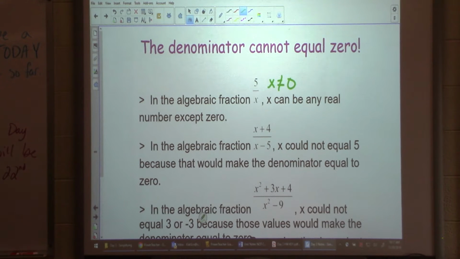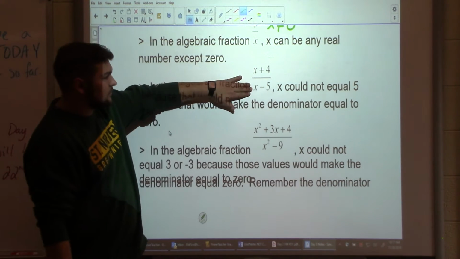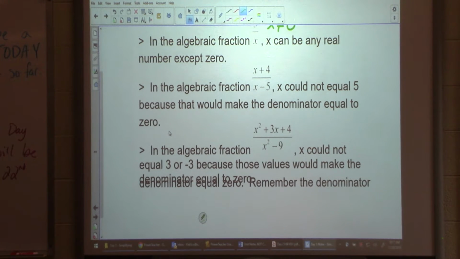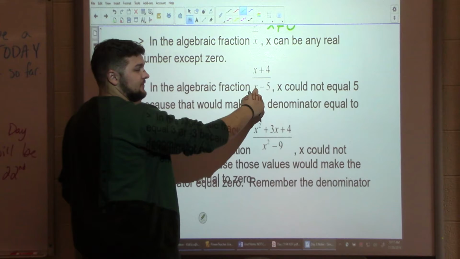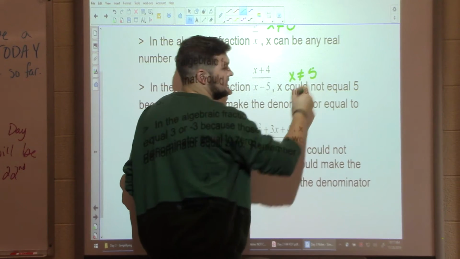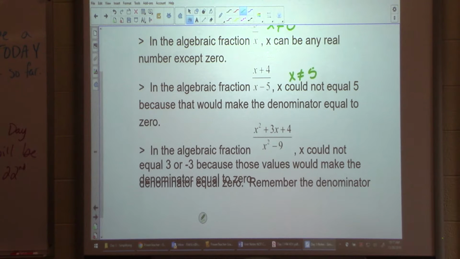X can't equal 0. If I were to do this next one, x plus 4 over x minus 5. If I look at the denominator, what value of x would make that equal 0? 5, right? If I put 5 in for x, I get 5 minus 5 is 0. So I know x cannot equal 5. That would be my restriction for that problem. Anything that's going to make your denominator equal 0 is going to be a restriction. Does that kind of make sense? And we can't let our denominators equal 0.